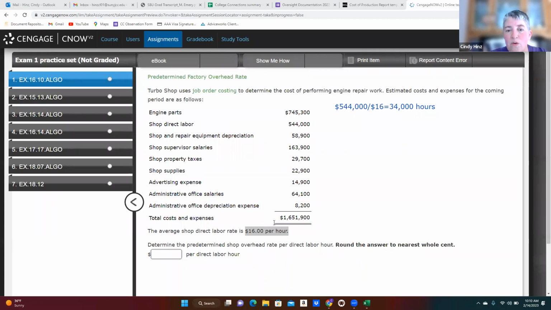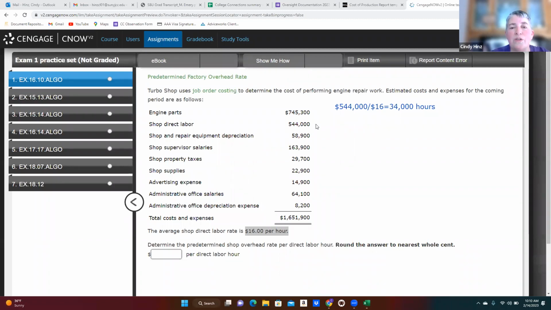And so as we look at each one of these costs that are listed, the total costs and expenses, $1,651,900. That's all of the costs, but some of those are going to be direct costs. So we need to identify which ones of these are indirect costs. Well, we are TurboShop and we perform engine repair work. And so the engine parts, the first line here, would be a direct cost. So we're not going to include that in the overhead. We're going to be able to assign those directly to a specific job.